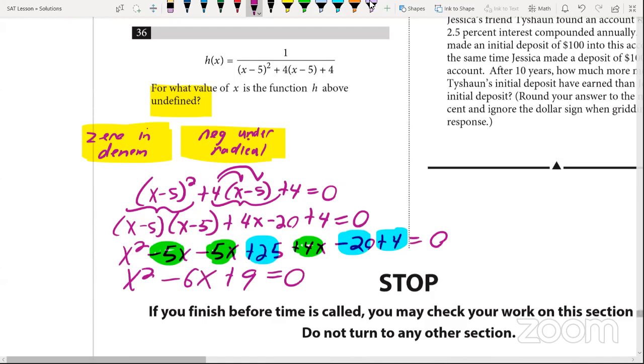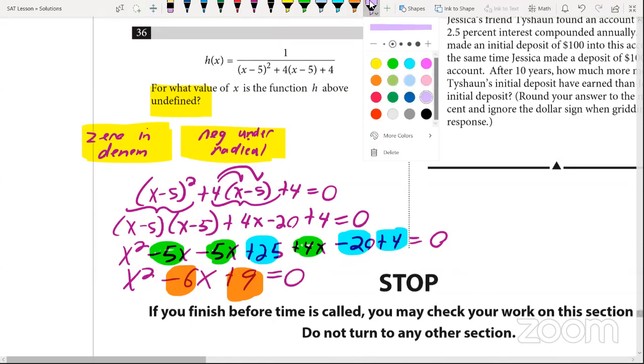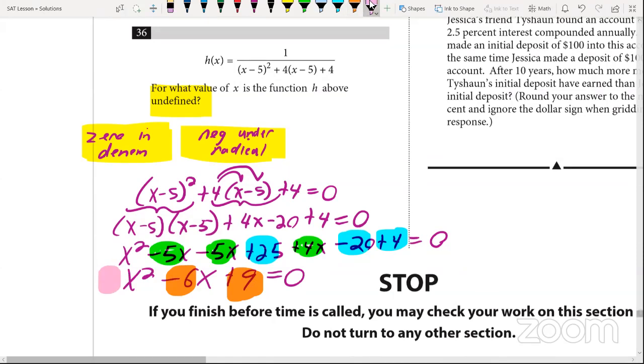Now we're in a BC factoring situation because we have numbers in the B spot and in the C spot, but we have no number in the A spot. BC factoring says we need two numbers that add to B and multiply to C. So what two numbers add to -6 and multiply to 9? That would be -3 and -3. So x minus 3 times x minus 3 equals 0.